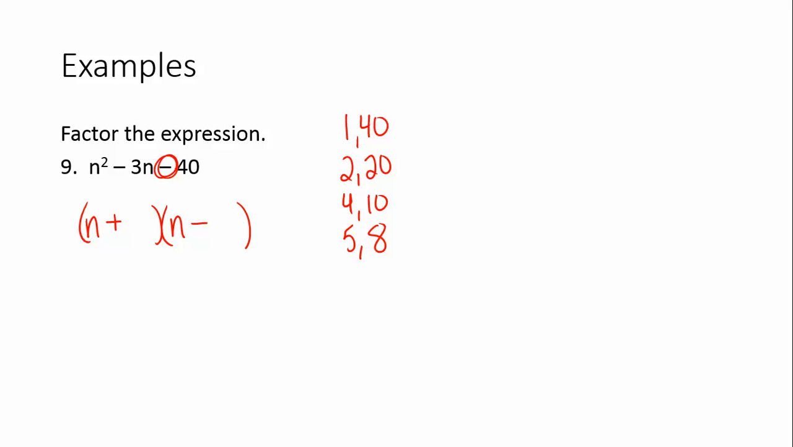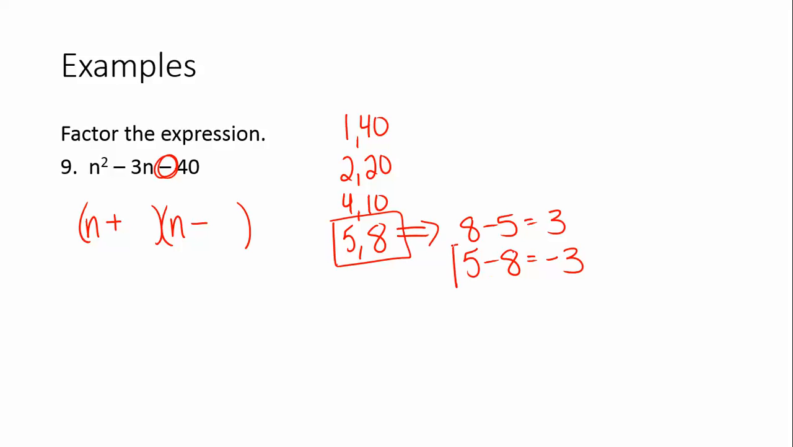We know that we need a negative 3n because we have one positive and one negative. Now you're thinking about subtracting these factors. Which one gives you 3? This one gives you the 3. So you have 8 minus 5, or you have 5 minus 8. 8 minus 5 is positive 3. 5 minus 8 is negative 3. This is the one we want because we need a negative 3n in the middle.